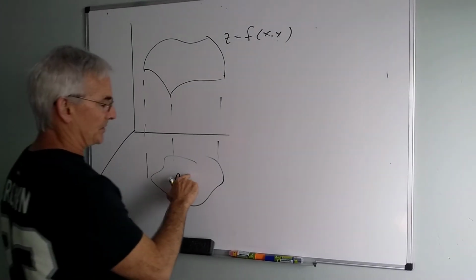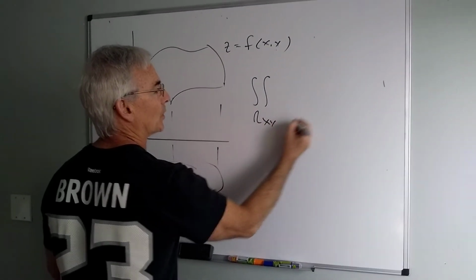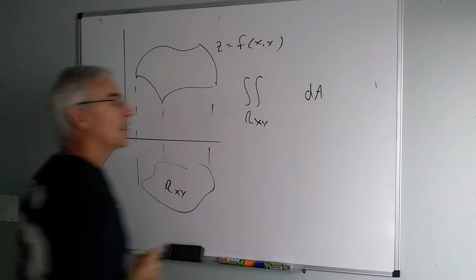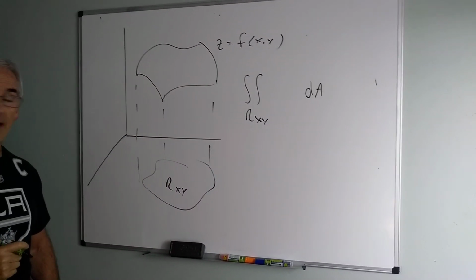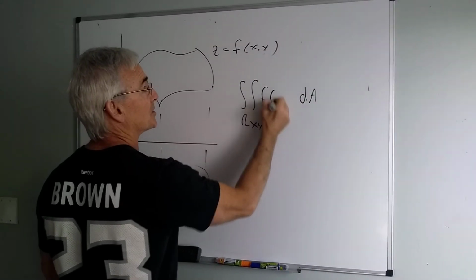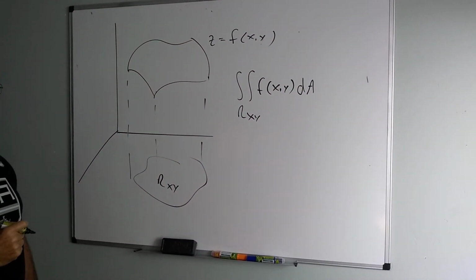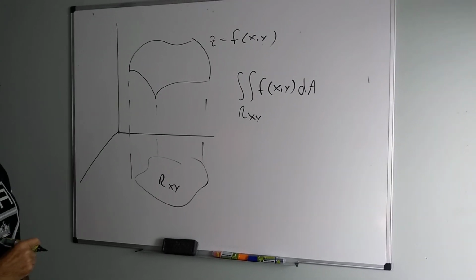Well, if I only wanted to find this area, we would have said, let's set it up this way, dA. But now that I want to find the volume, my height isn't 1, but f of x, y. So I would perform this integration, and that would give me the volume.